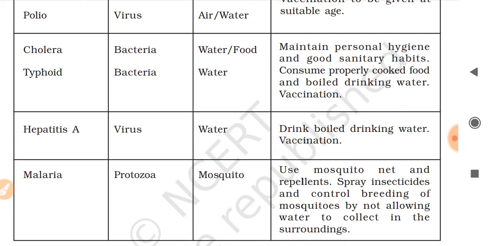Then malaria, it is caused by a protozoan and spread by mosquito. Use mosquito nets and repellents, spray insecticide, and control breeding of mosquitoes by not allowing water to collect in the surroundings. So this is the major prevention. You must not allow water to collect in your surroundings, in your nearby area, mainly fresh water.